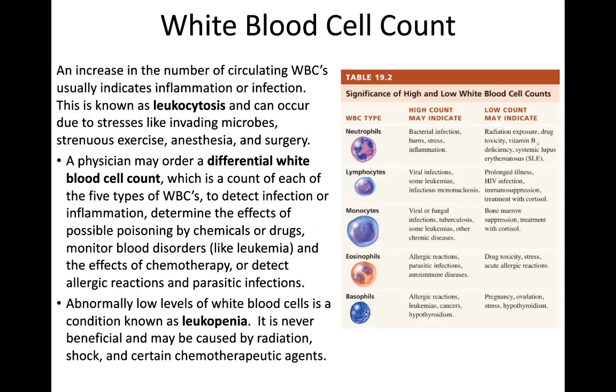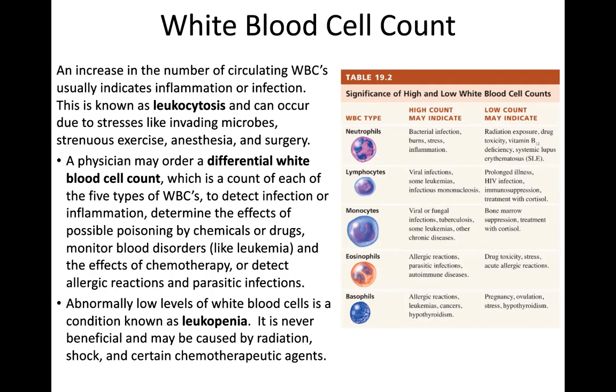Now, earlier I said that white blood cell numbers can fluctuate depending on what's going on in the body. Okay. An increase in the number of circulating white blood cells usually indicates that something's wrong. It indicates inflammation or some type of infection. We call this leukocytosis. Things like invading microbes, strenuous exercise, anesthesia, and surgery are very commonly experienced causes of leukocytosis.